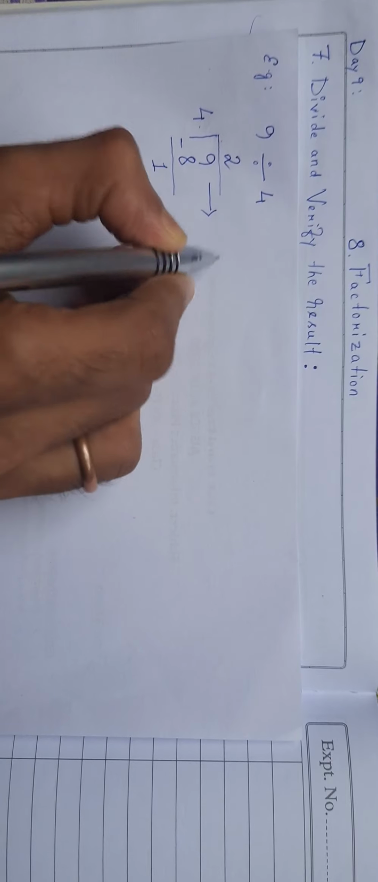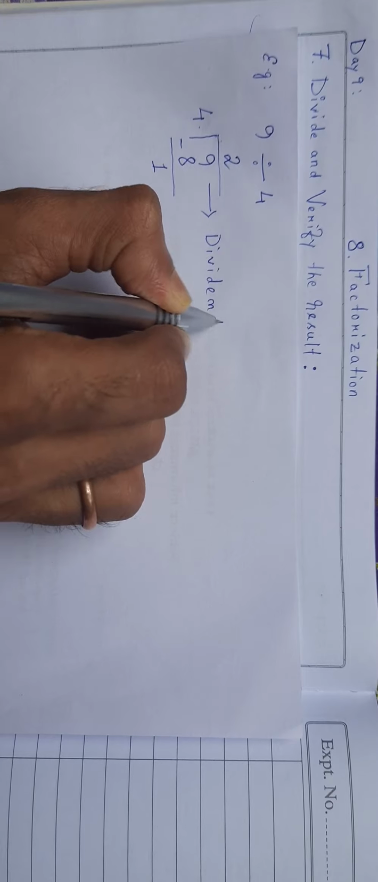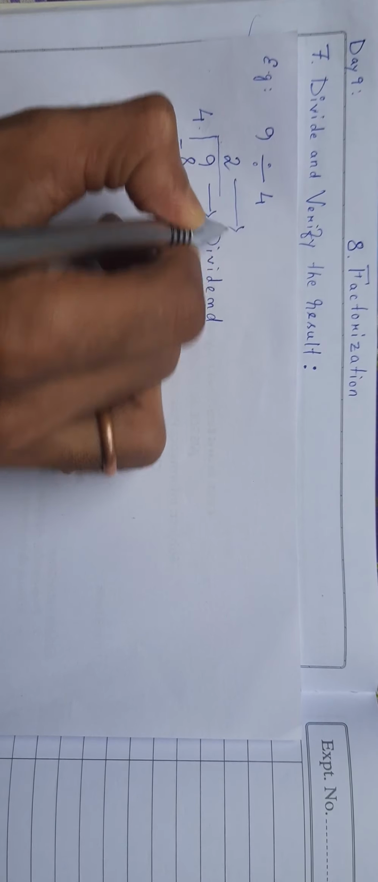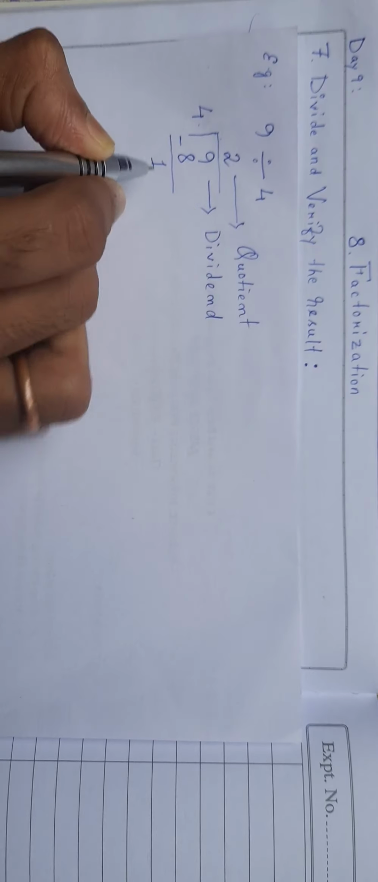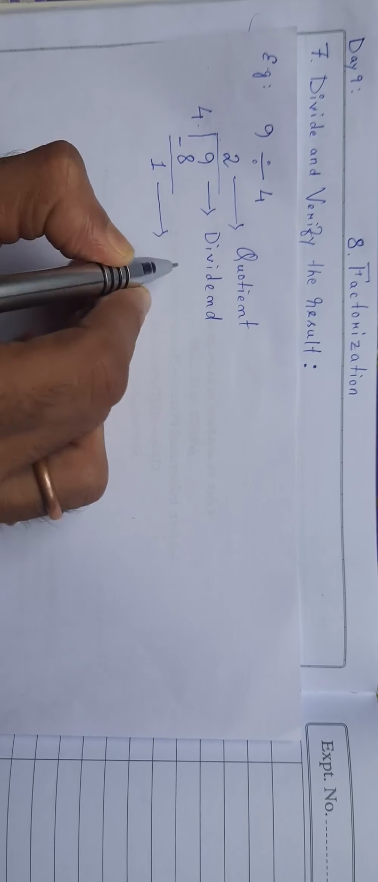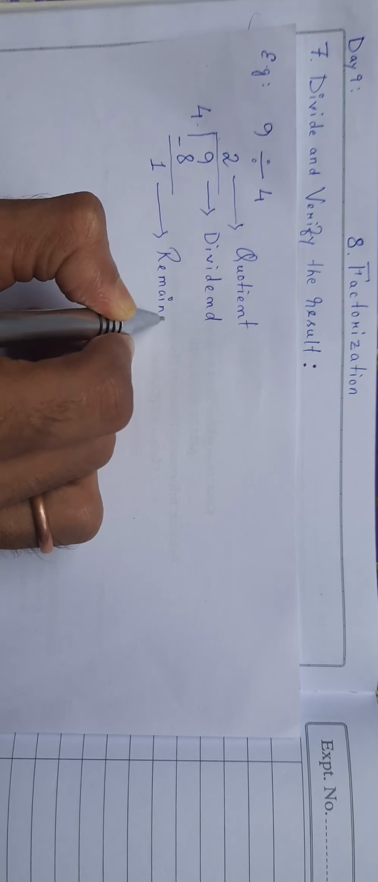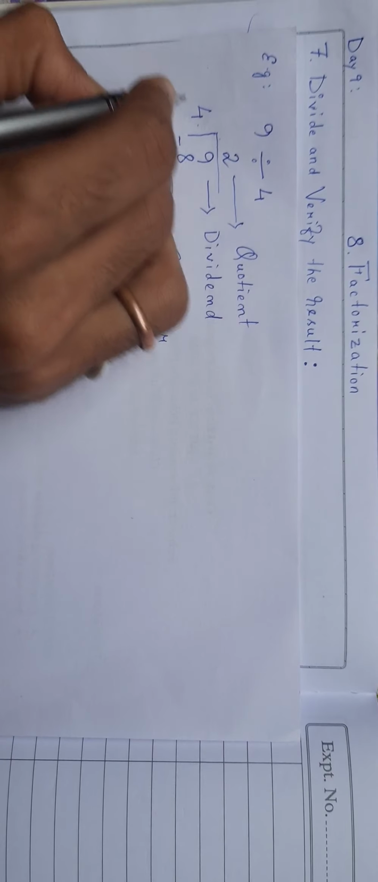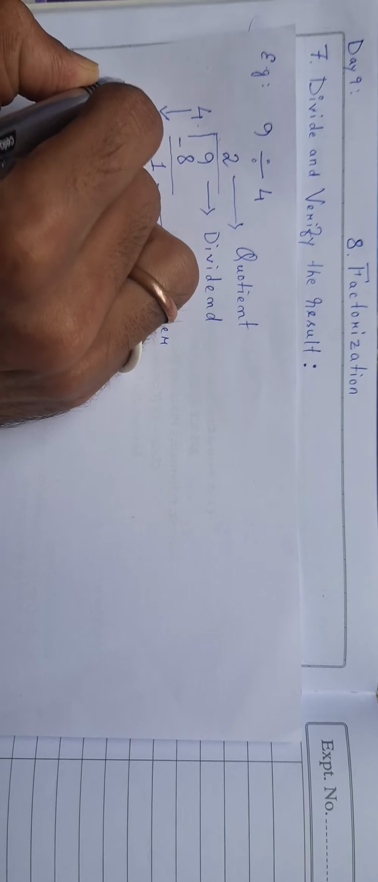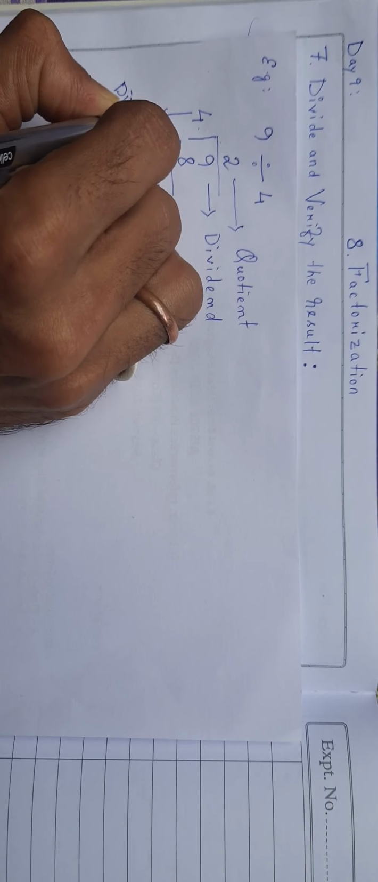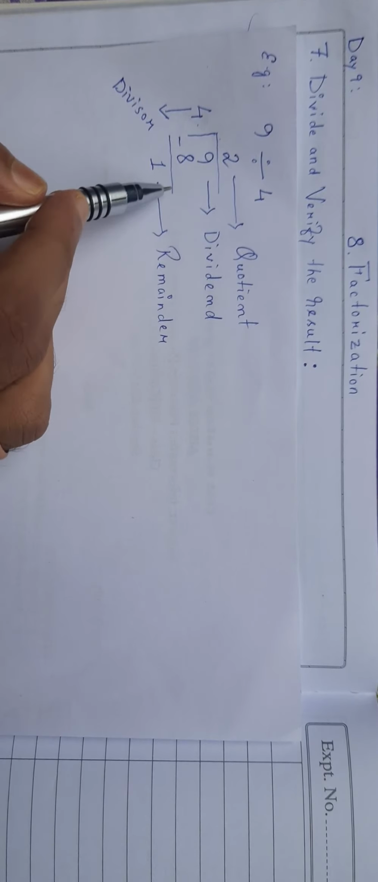Here this 9 is called the dividend. 2 is called the quotient. 1 is called the remainder. And the number by which we have divided, that is 4, we call the divisor. So this is the first step of dividing.